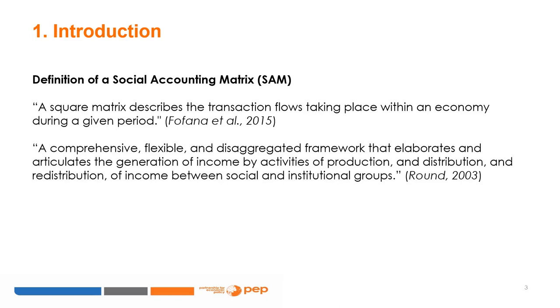Several definitions of a social accounting matrix, or SAM, are available in the literature. Fofana et al., 2015, defines a SAM as a square matrix describing the transaction flows taking place within an economy during a given period. Round, 2003, further defines a SAM as a comprehensive, flexible, and disaggregated framework that elaborates and articulates the generation of income by activities of production and the distribution and redistribution of income between social and institutional groups.